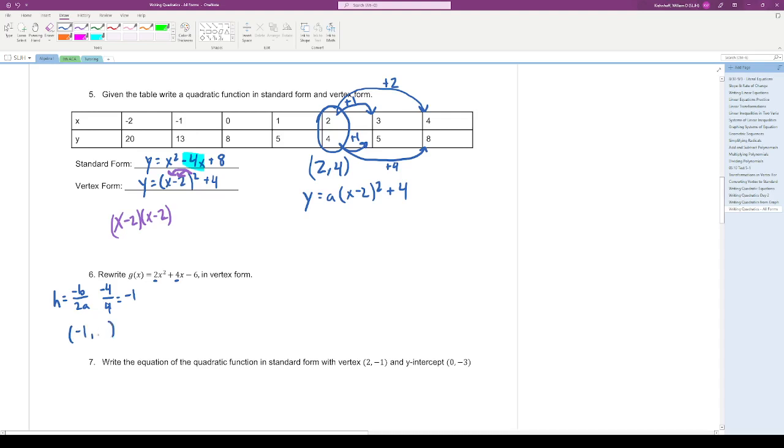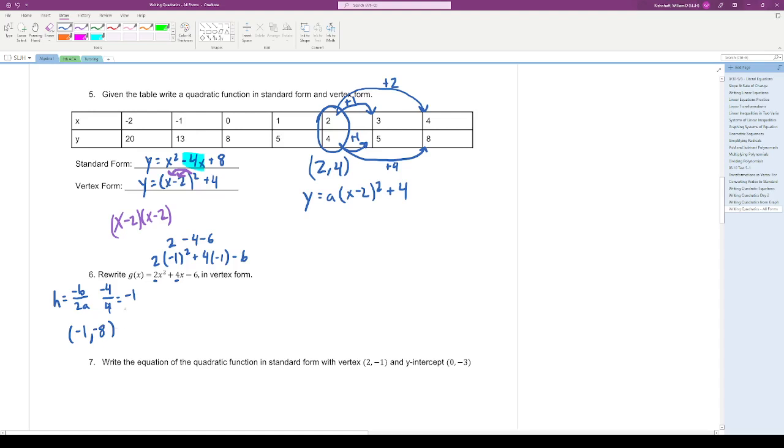Then we need to find the k value, the y of the vertex. So we're going to plug in negative 1 to this equation. So this is 2 times negative 1 squared plus 4 times negative 1 minus 6. Negative 1 squared, remember, is positive 1. So this is 1 times 2, that's 2, plus 4 times negative 1, that's minus 4, and then minus 6. So 2 minus 4 minus 6 is negative 8.